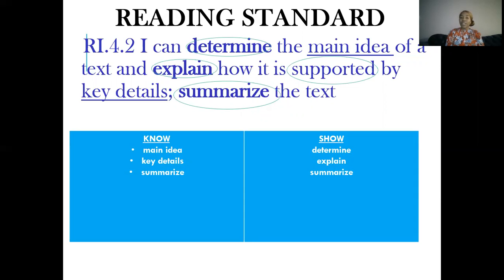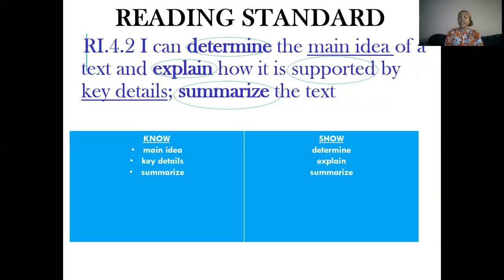Let's start with our verbs: determine, explain, and summarize. To determine something means to decide or figure out. To explain means to make something clear by describing it in detail. To summarize means to give a brief statement of the main point of something, two to three sentences.